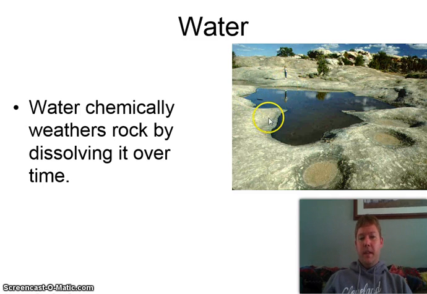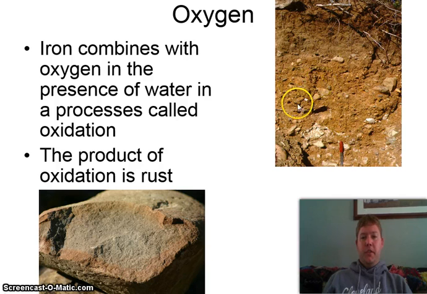This is what I meant. You get those little divots that are created in the rocks, and that's being created over time by the water. The water is chemically wearing away that rock, creating those divots there that you see. Oxygen, there's that orangish color, there's that rust that we see there, and it's combining with the oxygen in the water, and this is a process we call oxidation, and we get rust from that.